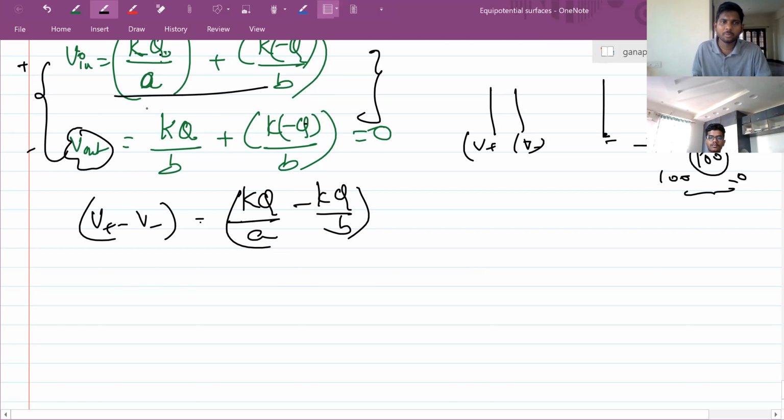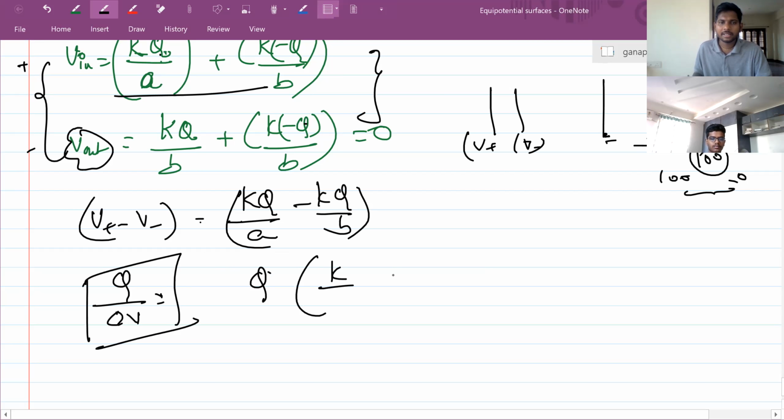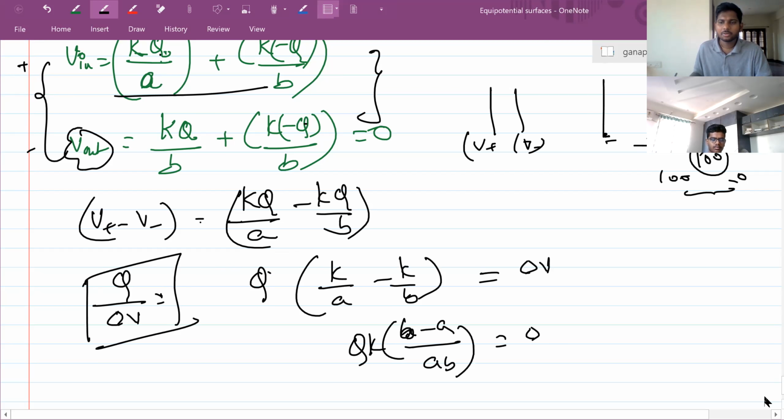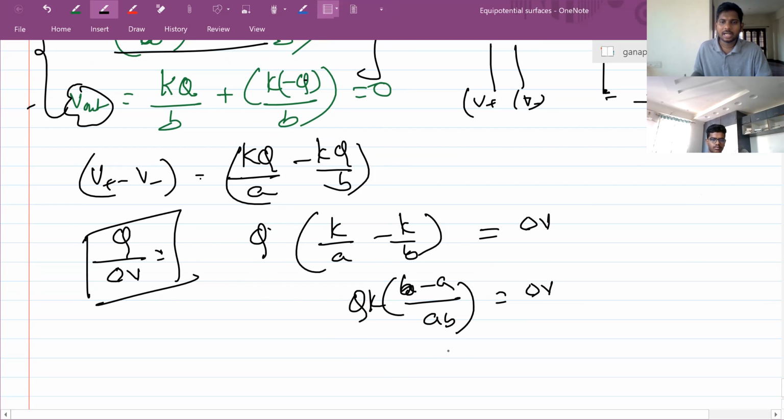So potential difference is what? KQ by A minus KQ by B. If I want to write it in the form of Q by delta V, I will take Q common: Q into (K by A minus K by B) is equal to delta V. Then taking K common, Q into K (B minus A by AB) is equal to delta V. So we have to write Q by delta V, which is equal to AB by (B minus A) divided by K.